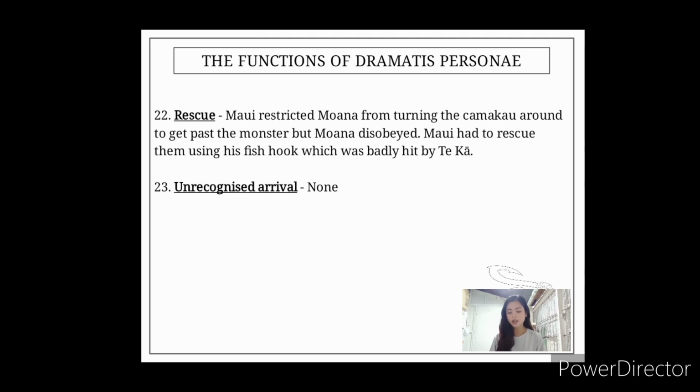Maui restricted Moana from returning the kamakau around to get past the monster, but Moana disobeyed. So Maui had to rescue them using his fishhook, which was badly hit by Te Kā. Last is number 23, unrecognized arrival. None, because the hero is recognized by her family and people in the ocean. That's all. Good day everyone.